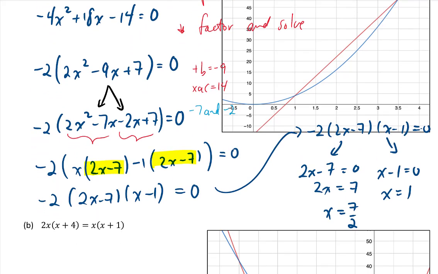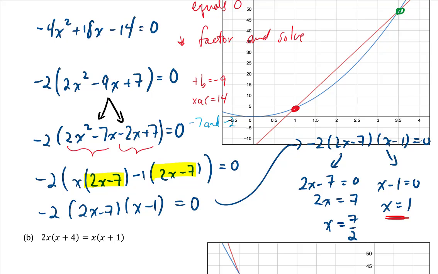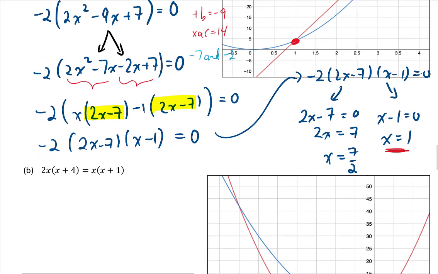So if you look at my graph, here is x equals 1, and here is x equals 3.5. So you just state the x values, but this would apply later on if you're trying to find the intersection between a line and a parabola. You would use the same method to find the x values, and then you can go back and find the y values.